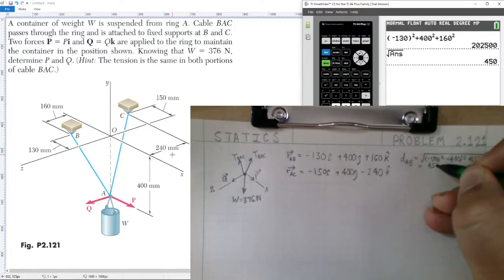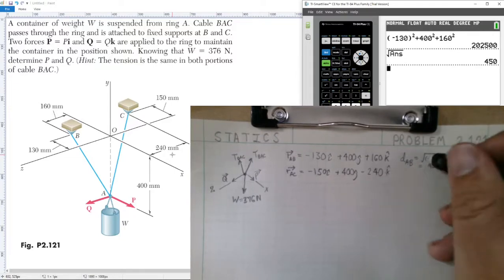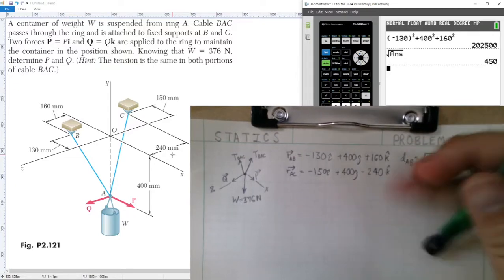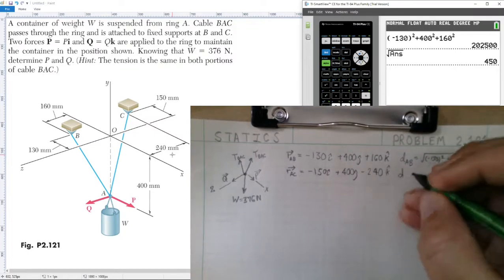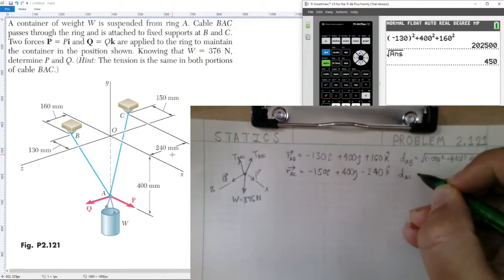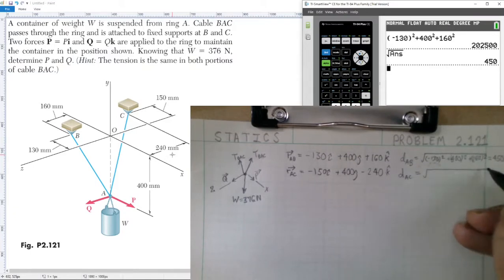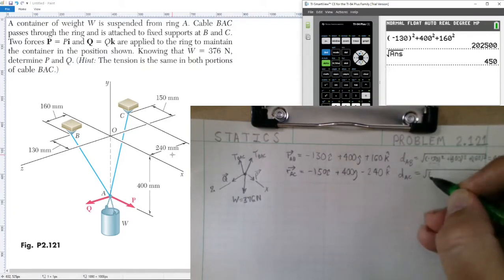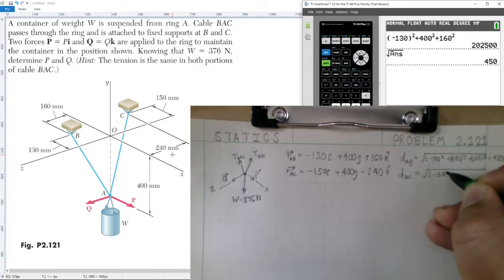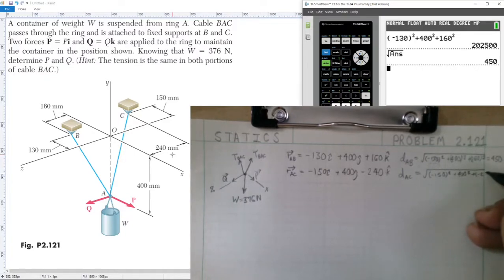Okay, we'll do the same thing and go ahead and calculate our distance value for position vector AC. So we take the square root of its components squared and added together. So we have negative 150 in parentheses squared plus 400 squared plus negative 240. Again, we'll write these in parentheses. We won't need to include parentheses in the calculator around ones that have negative signs. Negative 240 squared.